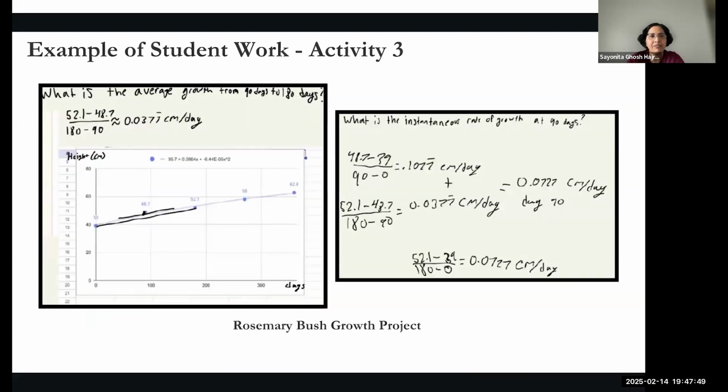So these are some examples of student work. The first one was the work of students on the rosemary bush project. They estimated the rate of growth of the rosemary bush and worked together as a team. They came up with an answer, used 2 different ways to explain it, and verified their answer.